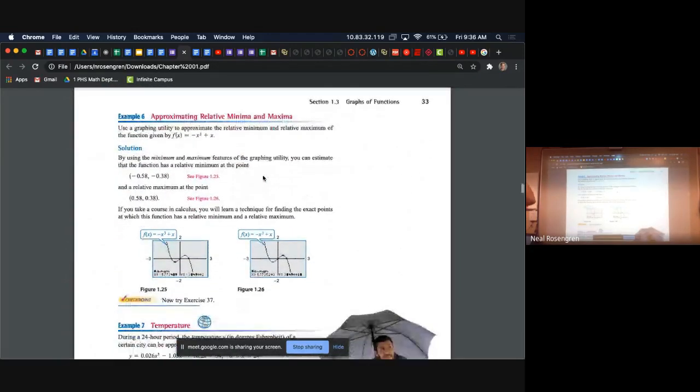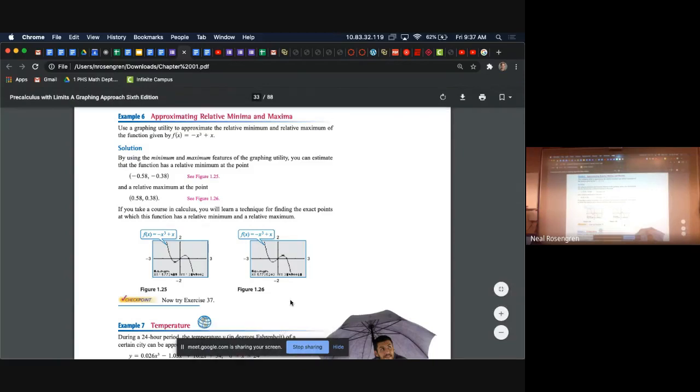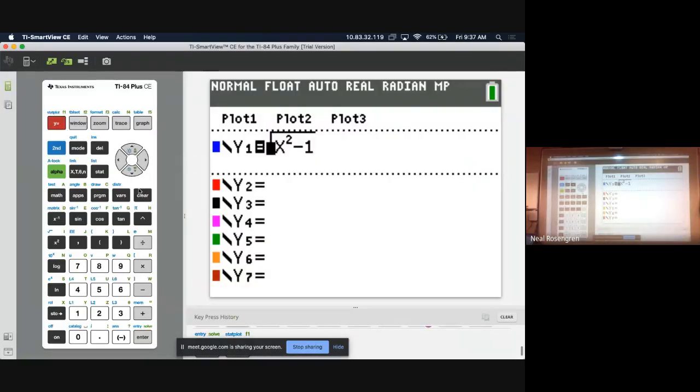All right, let me do this one first. What if we have a function that doesn't land on a really nice point and you don't want to guess your way to whatever that spot is? Like, let's pick this one here in example 6. Negative x cubed plus x. Let me take out my calculator. Negative x cubed plus x.